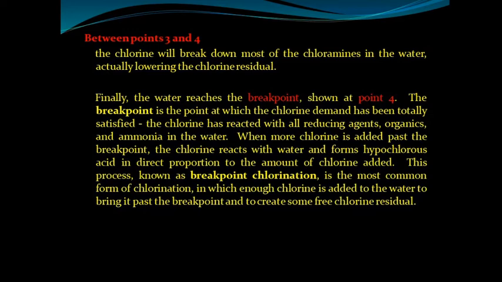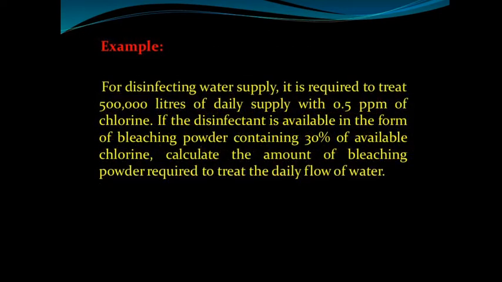When more chlorine is added past the break point, the chlorine reacts with water and forms different types of acids. This process is known as breakpoint chlorination and is the most common form of chlorination, in which enough chlorine is added to the water to bring it past the breakpoint and to create some free chlorine residue. Okay, so just one example of how much chlorine is required for the treatment of water. Let's consider a basic example.